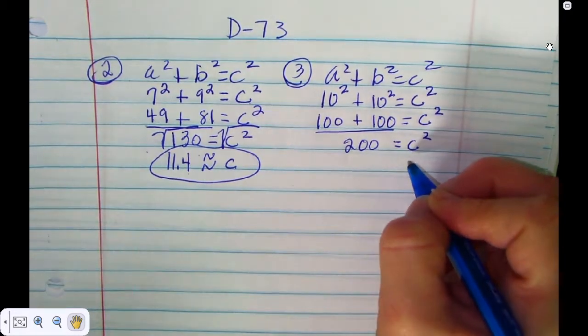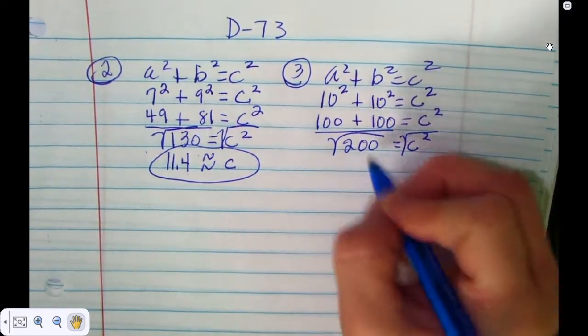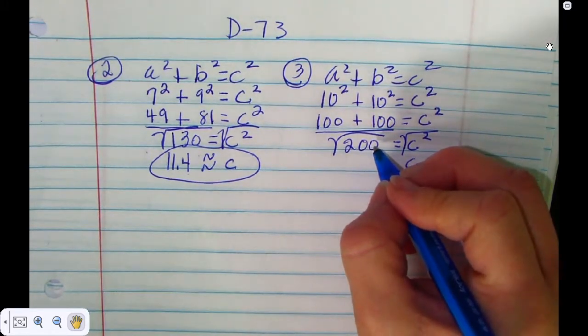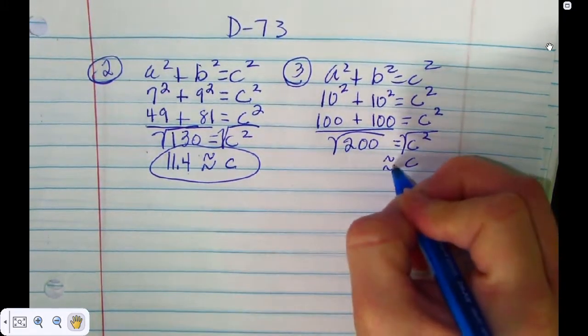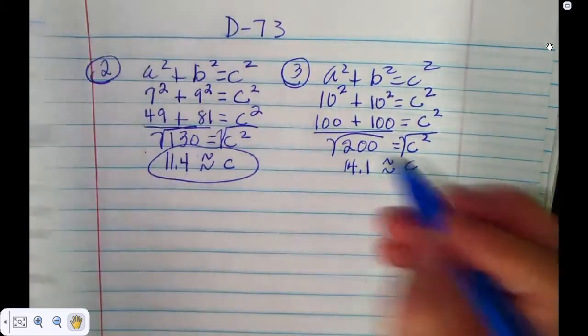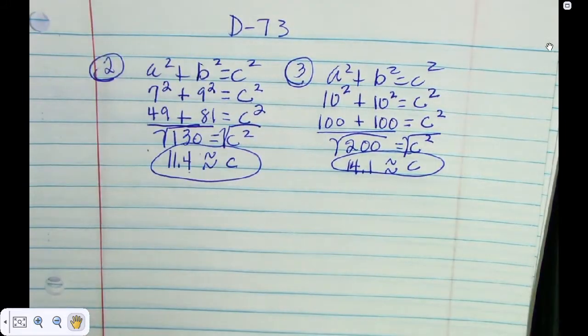I need C, so I'm going to get the square root of both sides. Please do the square root symbols. So C, 200 is not perfect, is it? It's about what? Good job. 14.1, which is A, the third one from the bottom. So 3 is A.